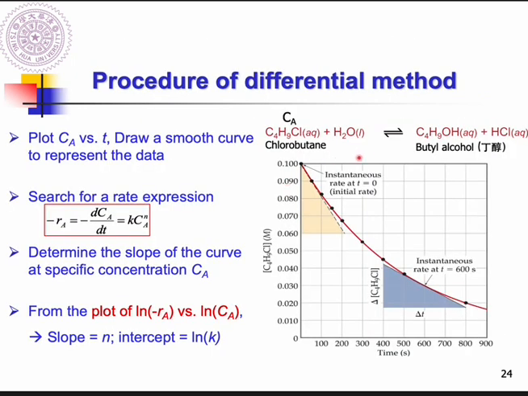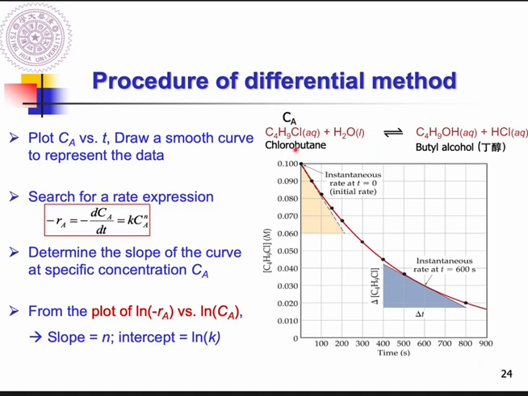So what we have here is a chemical equation: chlorobutane reacts with water, and then you will get butyl alcohol plus HCl. I want to correct this one, so it will be better to call it an irreversible process. And in this case, how do we perform the differential method to get a reaction order for this chemical equation?